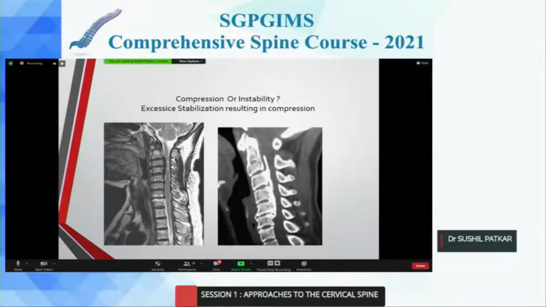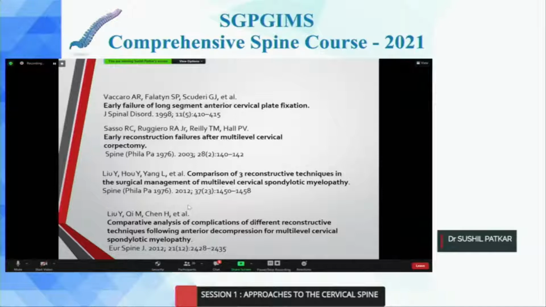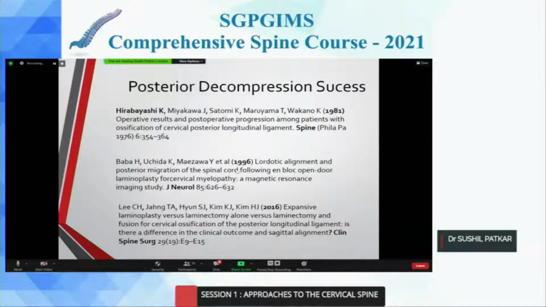So you see the evolution of surgery. In the Western literature, everybody had focused on anterior surgery. And mind you, this was in the 90s and 80s when good implants had yet to come. And therefore, the complication rates of anterior surgery were very high, and people started looking towards a posterior option. It remained for Hirabayashi somewhere way back in 1981 to describe the operation of posterior decompression. Of course, subsequently, many other people described it.